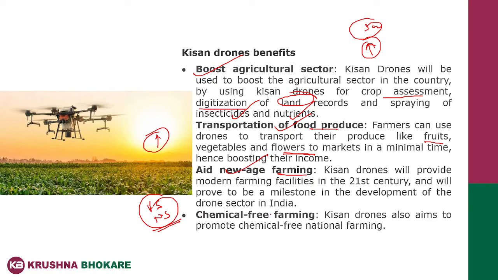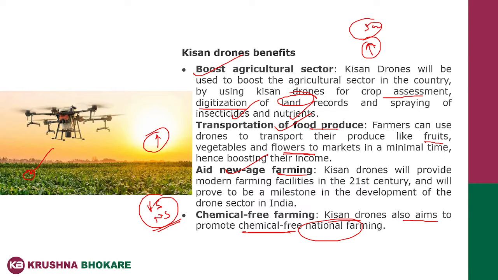Then chemical free farming. Kisan drone also aims to promote chemical free national farming. It means that if you are monitoring the pest at the right time, we can use very less chemicals because there will be spot application. If you find that a particular patch is infested with pests, you can directly spray there only. No need to spray in the whole farm.